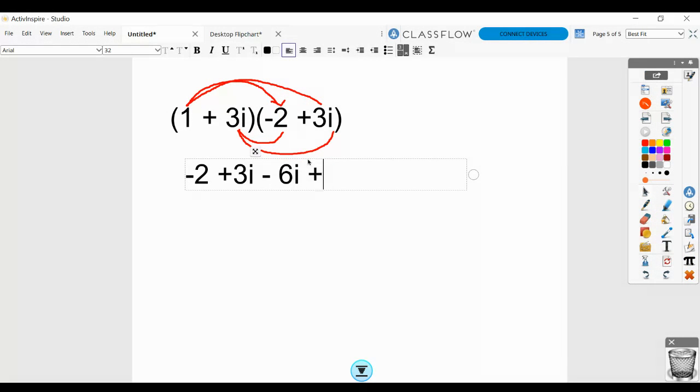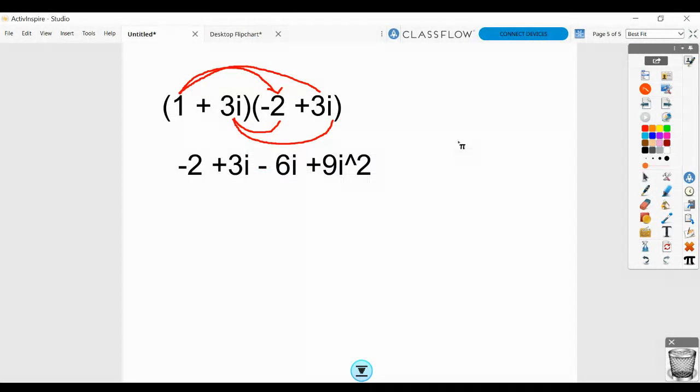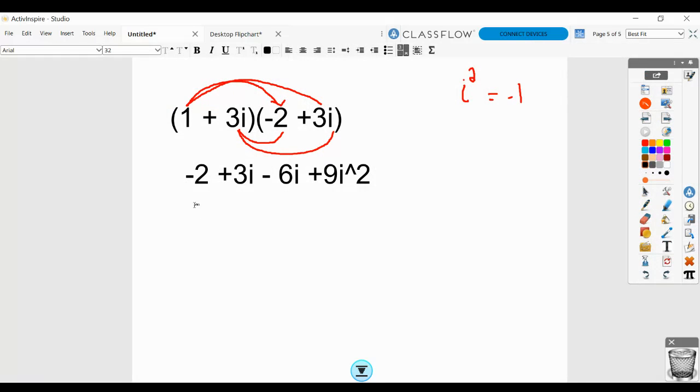Because I'm not using the equation editor, you'll just have to bear with me. 9i squared. Now, the thing that you need to know about the value of i is that if you have an i squared, it's really equal to -1. So you can actually make that substitution: -2 plus 3i minus 6.